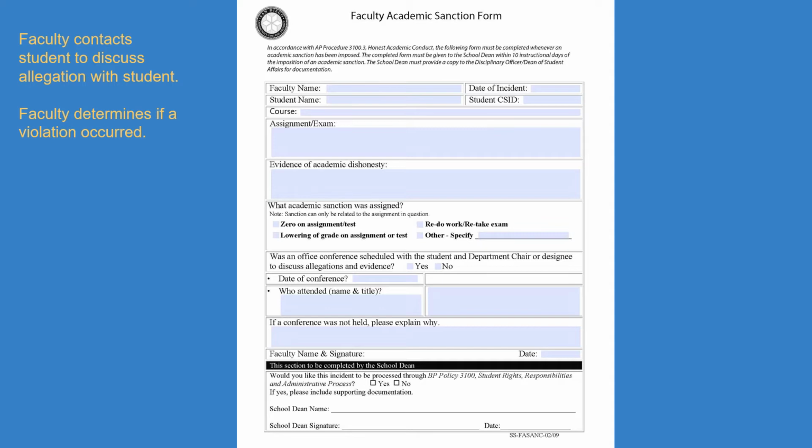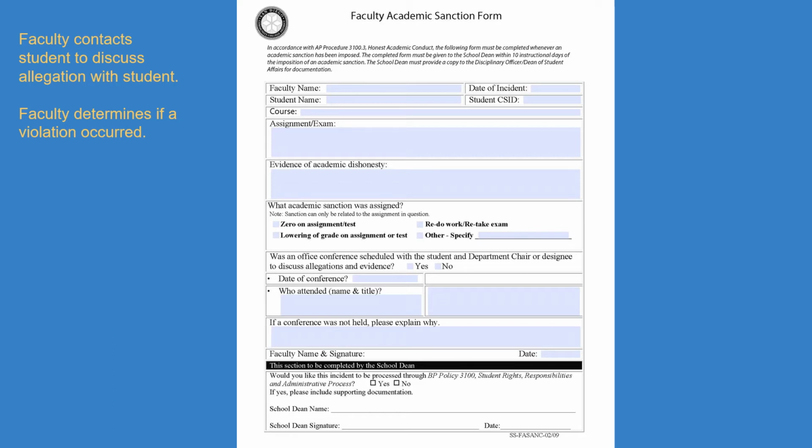The form then requests you enter the academic sanction you, as a faculty member, determined was appropriate. This can include assigning a 0 for the assignment or exam, reducing the grade for the assignment or exam, allowing the student to redo the assignment or exam, or another sanction that you feel is appropriate. You would then include information as to if you had a conference with the student and if your chair was at the conference. A conference with the chair is not required, and usually it is the faculty member who will meet with the student to discuss the violation.